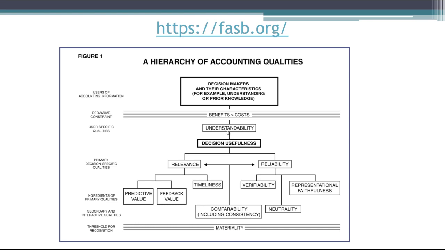The first thing is that information must be understandable. Before it can be useful at all, it has to be understandable. You have to be able to read it, interpret it, understand it. Now again, we're not saying anybody off the street can pick up a financial accounting statement and understand what's going on, but somebody with a reasonable level of expertise and knowledge should be able to understand it. That's the point there.